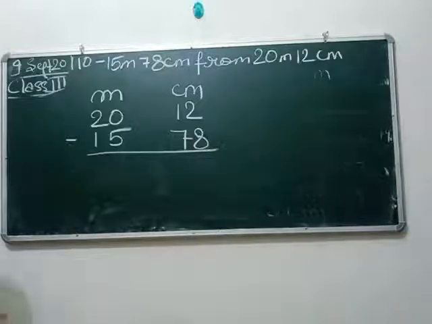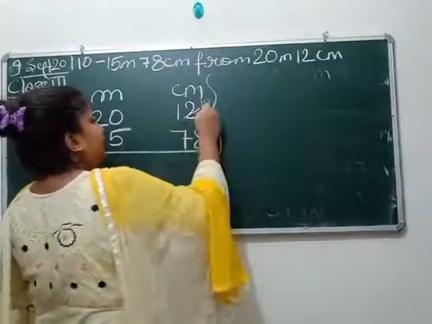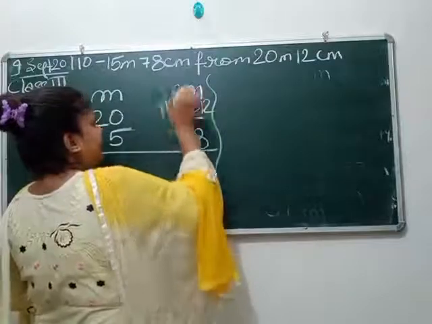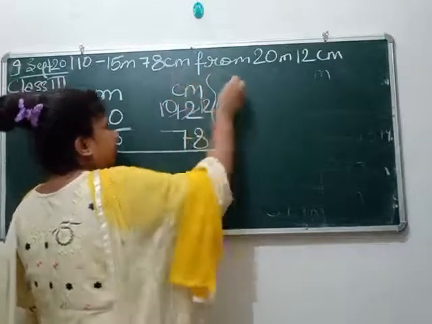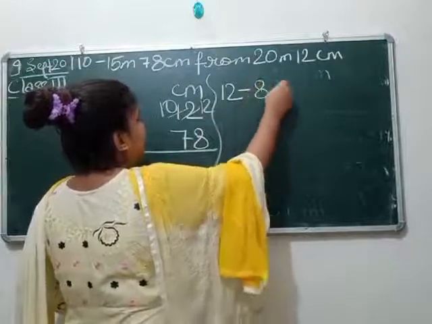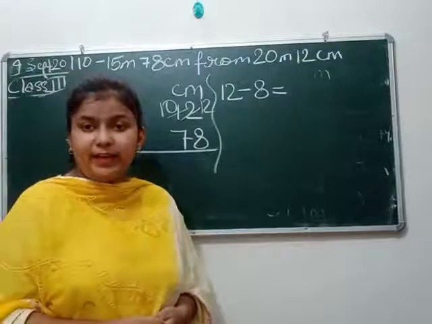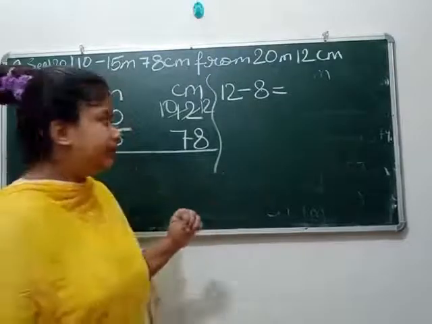Okay, let us do. So first we are having here 12 and this will become 10. Now 12 minus 8, when we subtract 8 from 12, how much will we get? We will get 4.